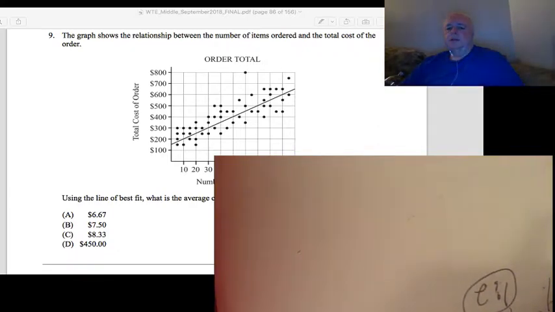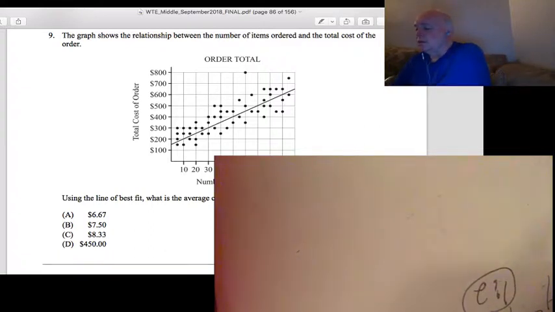Right, so this is pretty much interpreting a graph. If we go to 60 on the bottom and go straight up to where it hits the line of best fit, it shows 450. So most kids are going to answer D, 450. But that's not the answer. It's for 60 items. So what you need to do is 60 divided by 4.